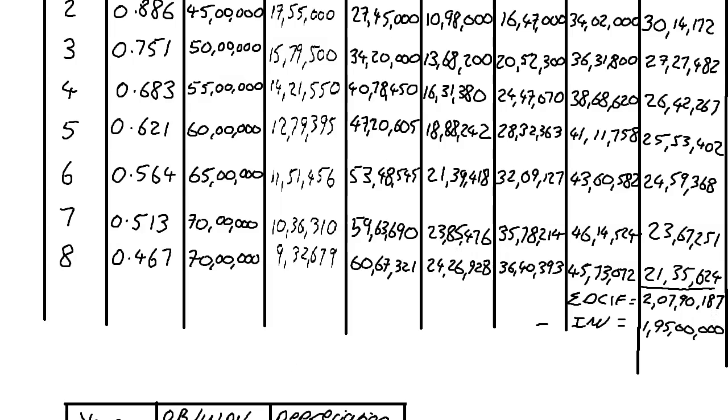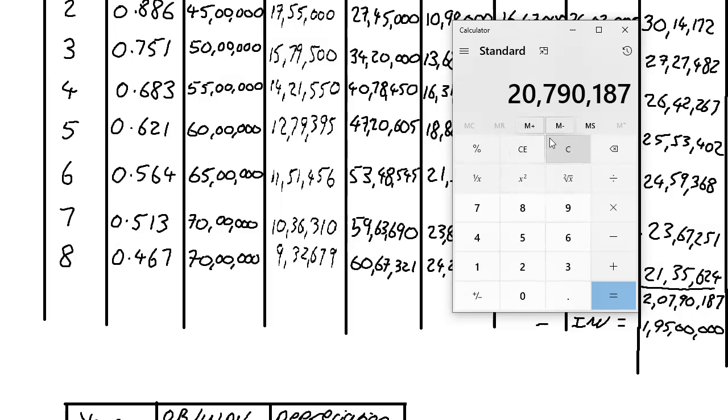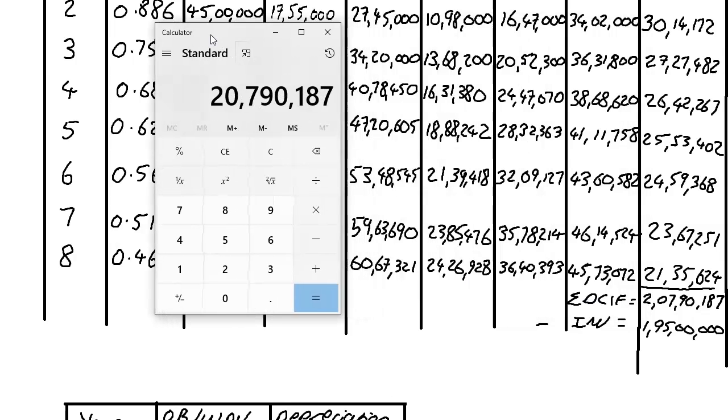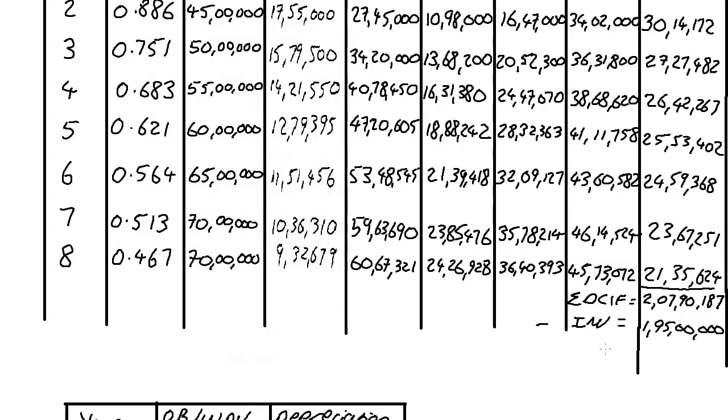So we are subtracting 1 crore 95 lakhs from this number. I'm going to put this on the calculator and do the math. So we have 2 crores 7,90,187 minus 1 crore 95 lakhs, and that gives us 12,90,187, which is our NPV.